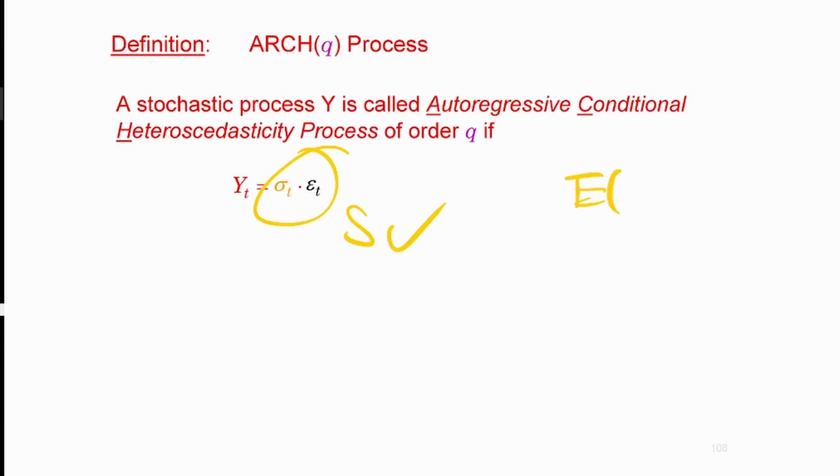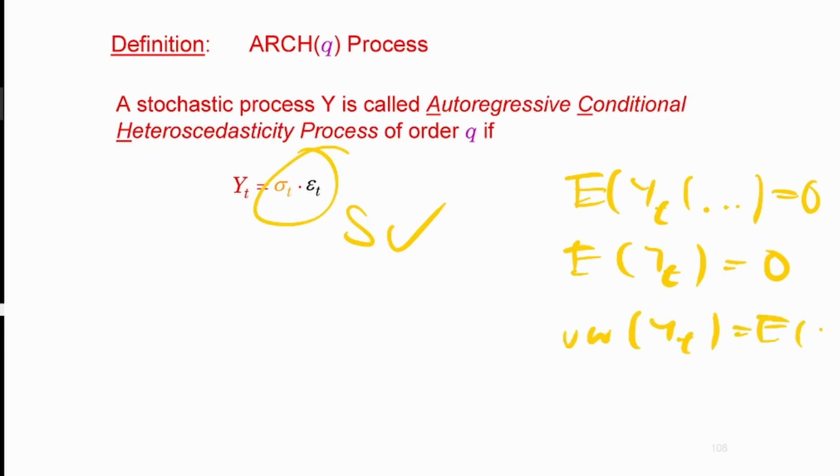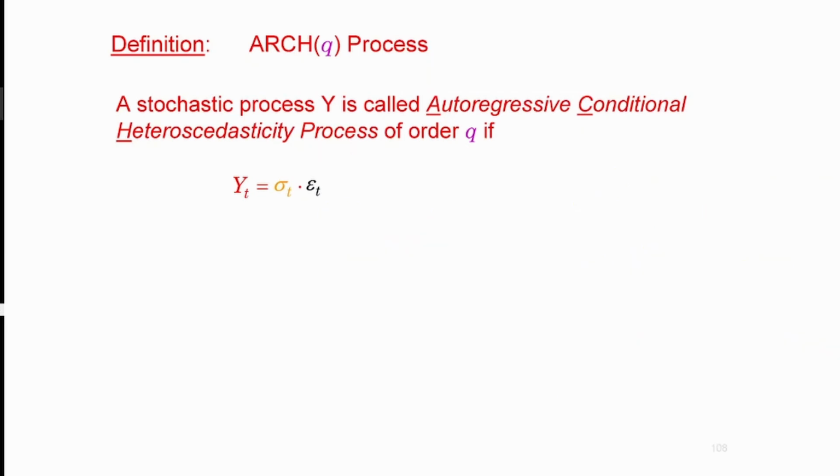So what I'm talking about is that the conditional expectation is 0. The unconditional expectation of the process is going to be 0. The variance of the process is going to be the expectation of sigma squared. And then the process is not going to be autocorrelated, so the covariance is going to be 0 as well. These 4 properties that I mentioned before are also going to be true for the ARCH-GARCH model, no matter what the structure of the process looks like.